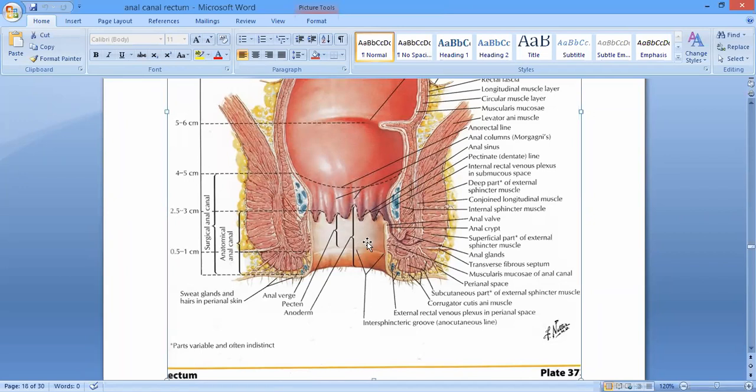So the lower half is different. What is the difference? It is lined by stratified squamous epithelium, non-keratinized. Secondly, it has no anal columns, right?